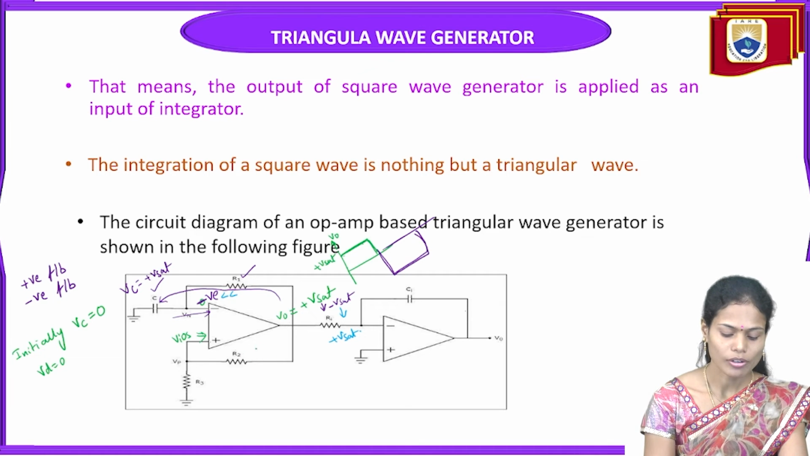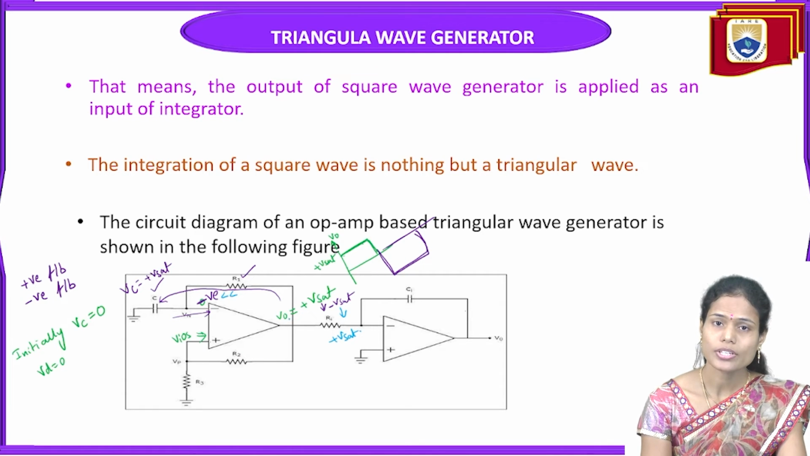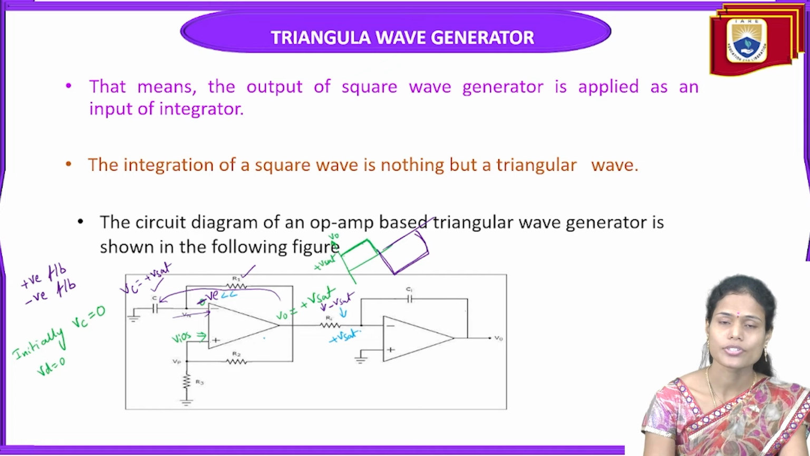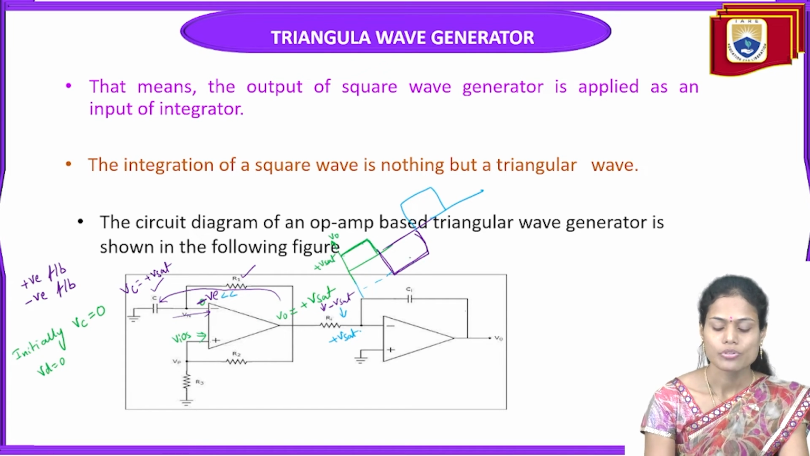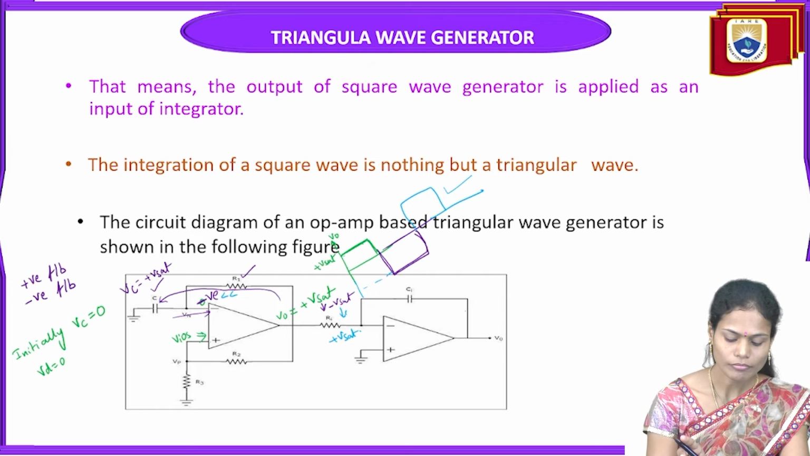Because of the charging and discharging of the capacitor, the output keeps changing from plus Vsat to minus Vsat, and again from minus Vsat to plus Vsat. In this way the square wave generator generates the square wave signal. So this is the output of the square wave generator. This square wave signal we are giving to the input of the integrator circuit.